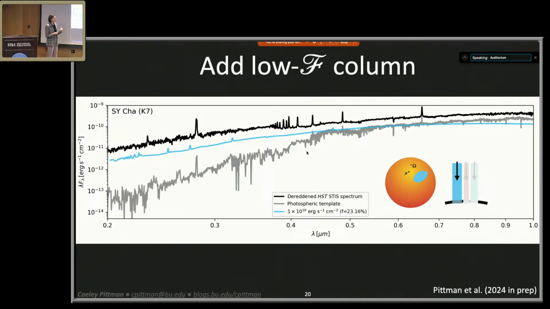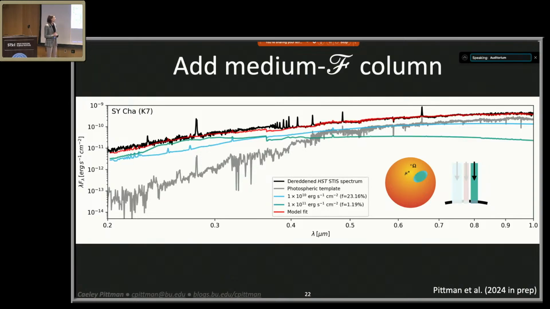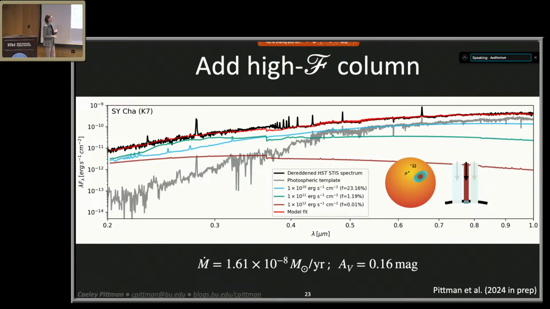So just to see how these two are doing alone, here's a sum of these two model components. You can see that these two are able to take care of the longer wavelength excess pretty well, but there's still a lot of NUV excess emission missing. So then we can add in our medium energy flux density column. We're almost there. And then the high energy flux density column, and then you're able to explain the full continuum excess pretty well.